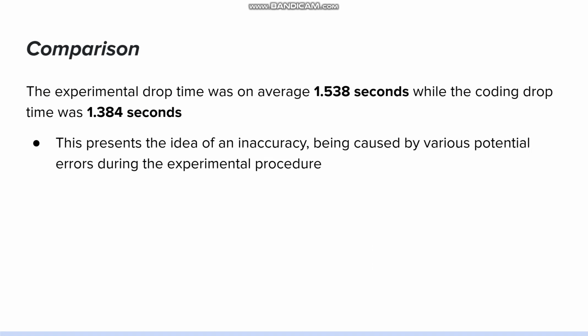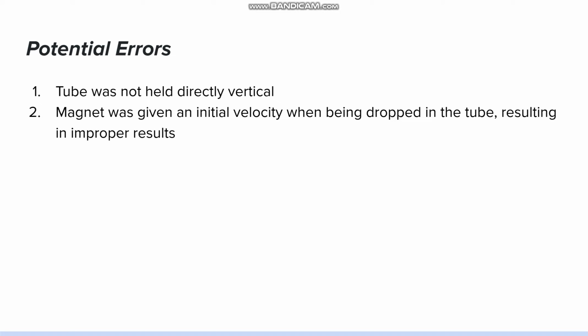Comparison. The experimental drop time was on average 1.538 seconds, while the model drop time was 1.384 seconds. This presents the idea of an inaccuracy being caused by various potential errors during the experimental procedure. These potential errors are as follows: that the tube was not held directly vertically, which is a possibility, and that the magnet might have been given an initial velocity when dropped in the tube, resulting in improper results.